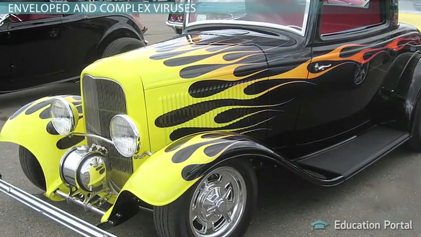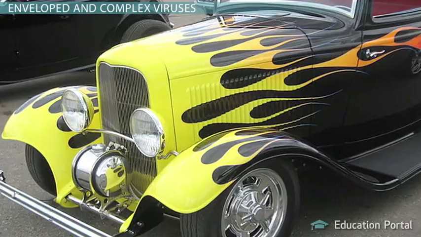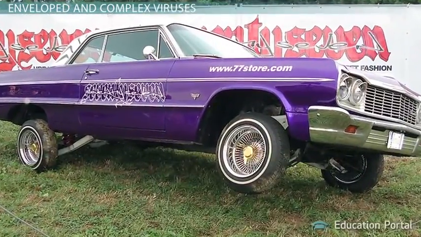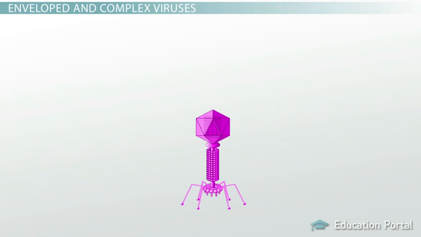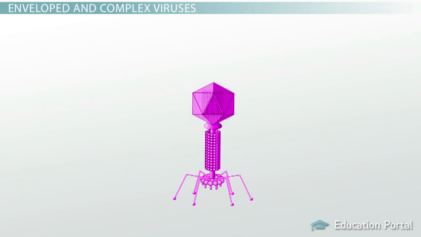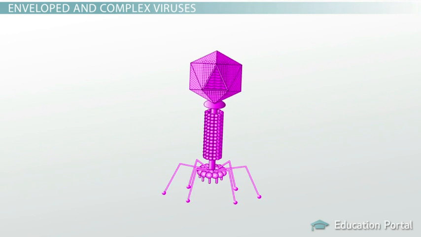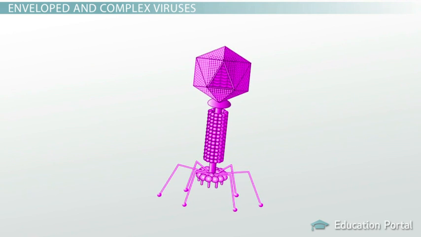In addition to adding a layer of wax to the car, some people like to really spice things up and add all sorts of add-ons to give their cars some kind of edge. This is no different with our viruses, as some of them have a complex shape. This is a virus that has a combination of shapes arranged in a symmetrical or asymmetrical fashion. For example, some viruses may have a prolate head with a long tail or even multiple tails.